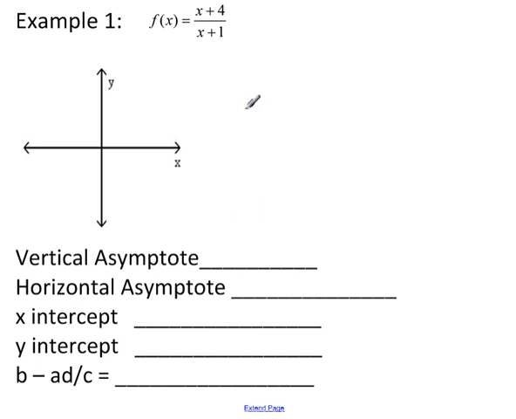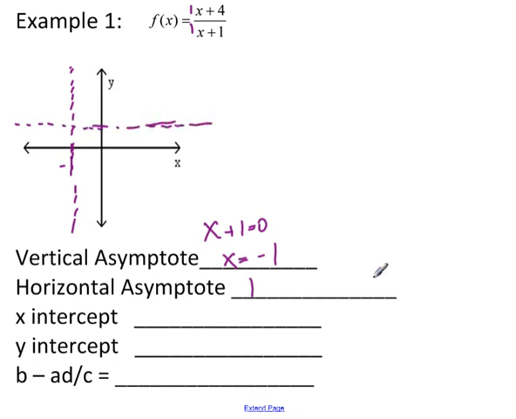Vertical asymptote, take your bottom equal to 0, x plus 1 equals 0. We have to subtract 1 over, so we get x equals negative 1. So my vertical asymptote is where x equals negative 1. So I'm going to draw in my vertical dotted line here. Horizontal asymptote, those are our front numbers. 1 and 1 here, because of my coefficients there, it's just 1. So we're right here at this one. Get our lines going there.